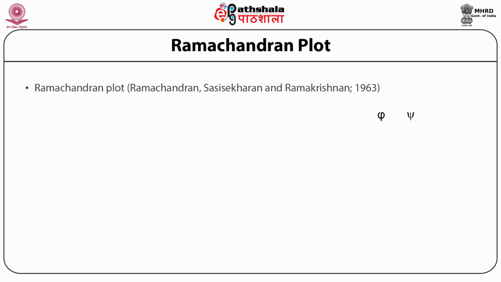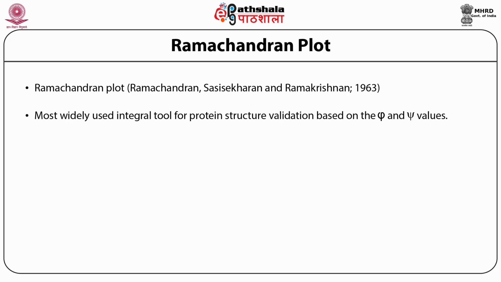The Ramachandran plot, which was proposed by Ramachandran, Sasisekharan and Ramakrishnan in the year 1963, is the most widely used integral tool for polypeptide or protein structure validation based on the phi and psi values of amino acid residues. Phi is a torsion angle for N-C-alpha bond rotation and psi is a torsion angle for C-alpha C bond rotation. There should be no or negligible percentage of amino acid residues in the disallowed regions of the Ramachandran plot. The white colored portion in the Ramachandran plot represents the disallowed region.